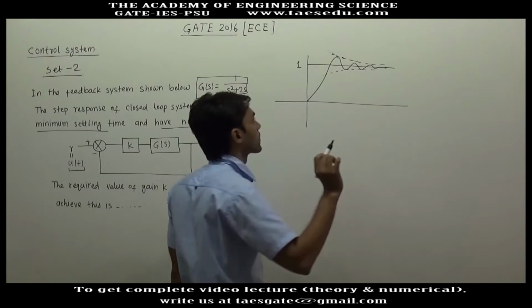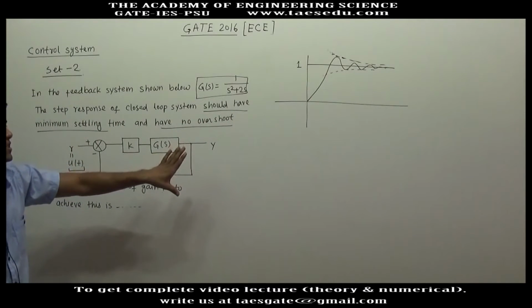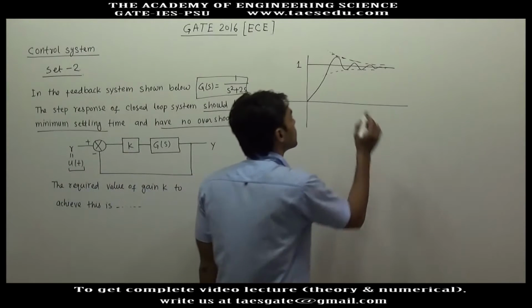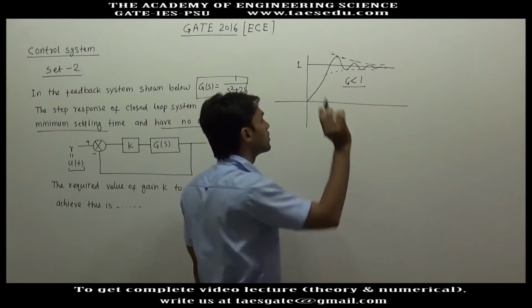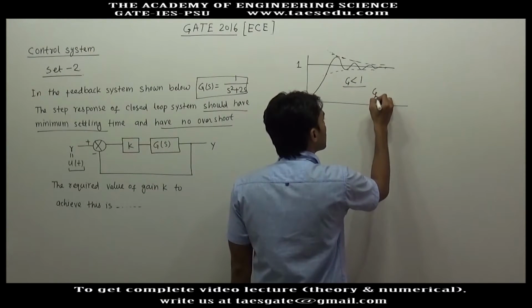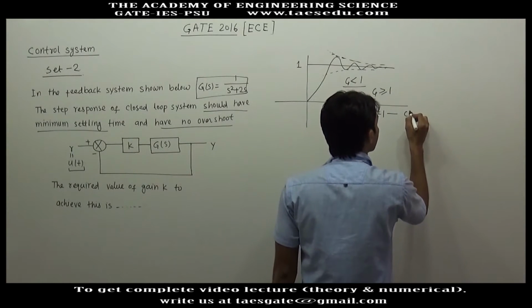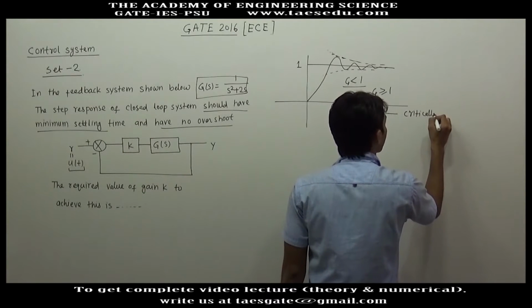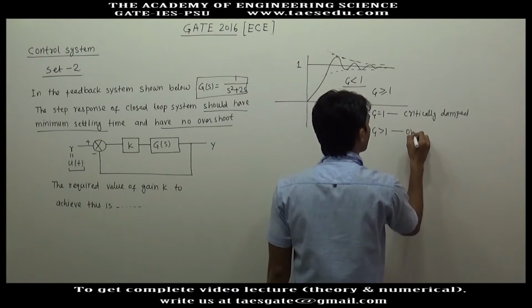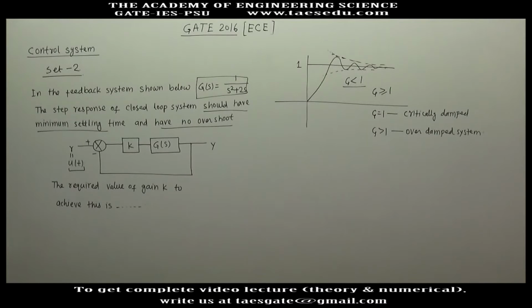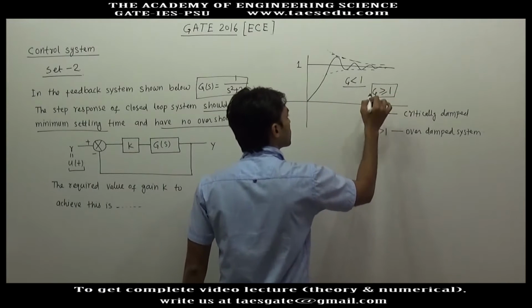In case of underdamped system only, we will have overshoot. And the condition for underdamped system is zeta must be less than 1. If zeta is equal to 1, this will be critically damped system. And if zeta is greater than 1, this will be overdamped system. So if you don't want any overshoot, the zeta has to be greater than or equal to 1.